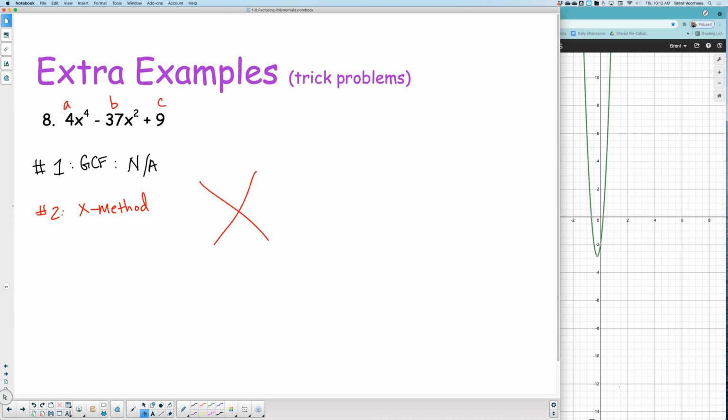I heard the question of B. B is supposed to be x to the 1st. Well, we're going to see not this time. So 4 times 9 is 36. B is negative 37.